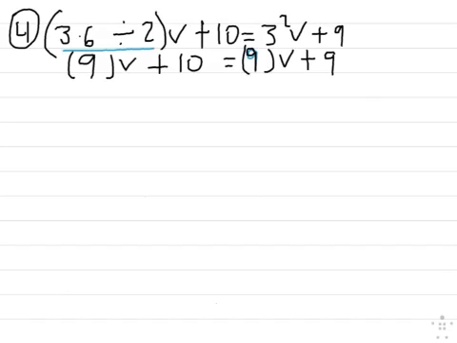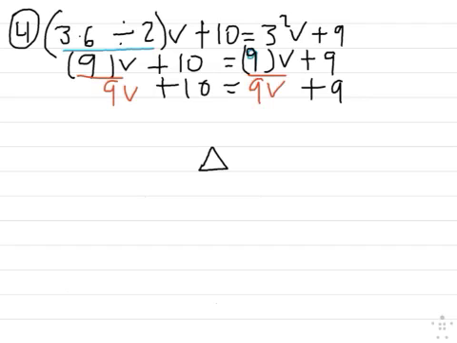Well, notice I've got 9v on both sides. I've got 9v on both sides here. So this is 9v, right, and 9v here. Plus 10 over here, plus 9 over here. So remember, when we're looking at equations, the most basic way of visualizing this is to think about a scale, like a little balance beam, with the fulcrum in the middle.